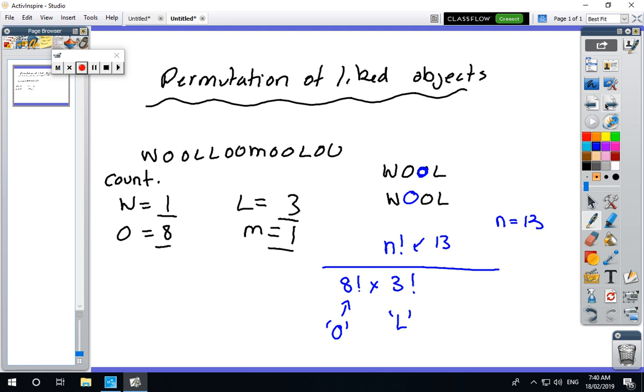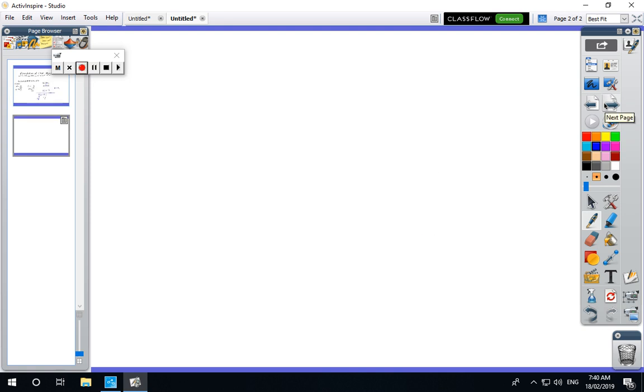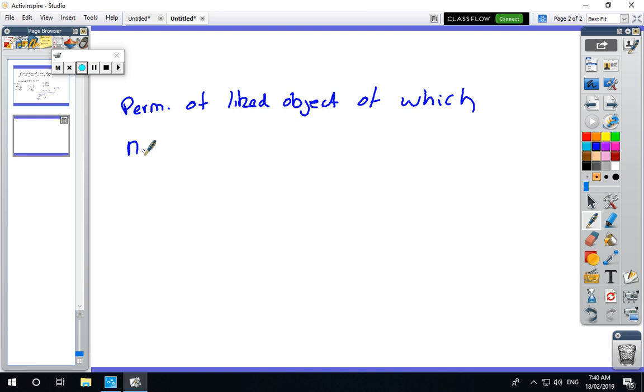So if we were to write out a formal definition, what we get is the permutation of like objects, of which n1 are alike, n2 are alike, all the way up to nr.